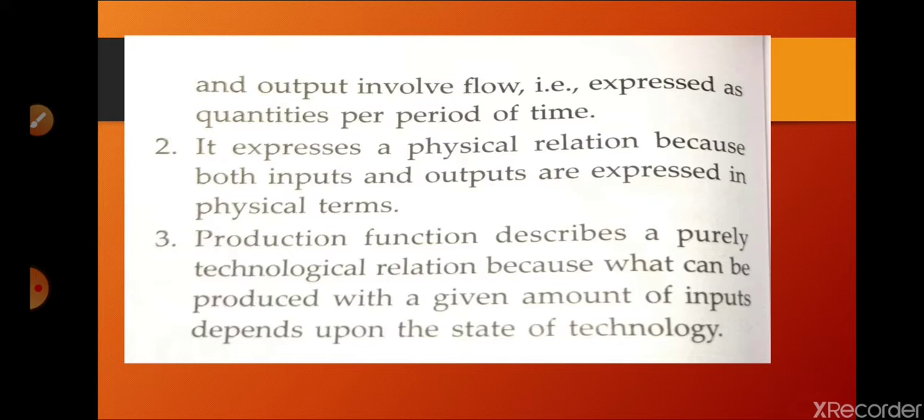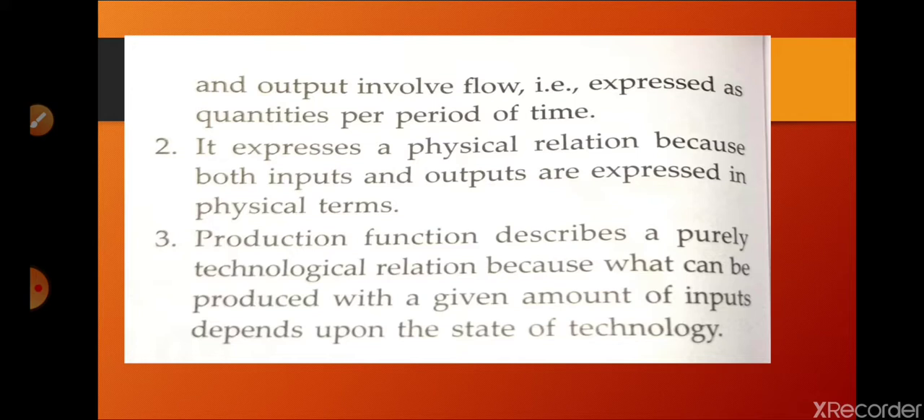Next, it expresses a physical relationship, because both inputs and outputs are expressed in physical terms. Whatever input we are introducing, like raw material, and whatever output is coming, both are physical. Both should be in physical terms. So whatever we are producing should be in physical terms.